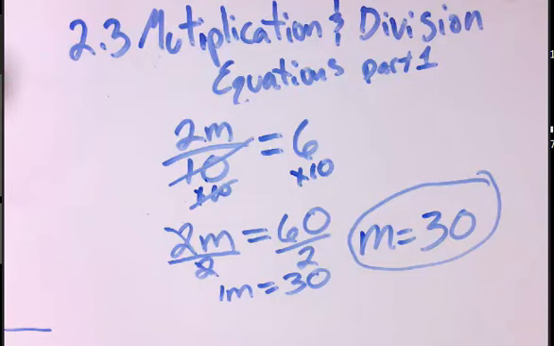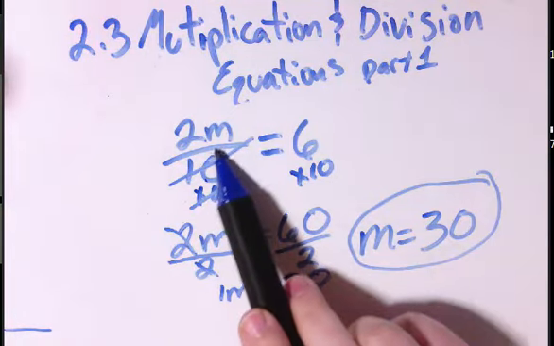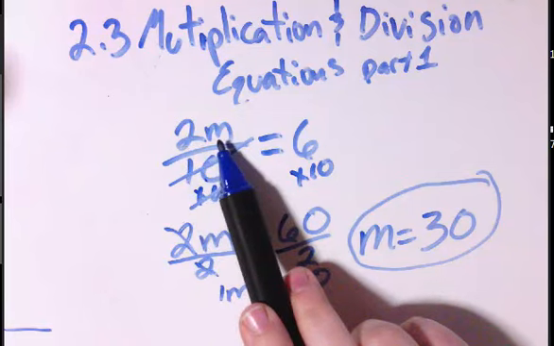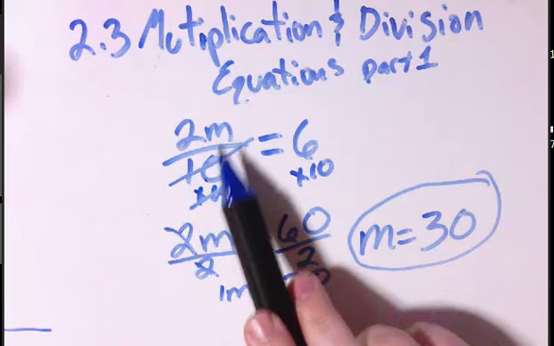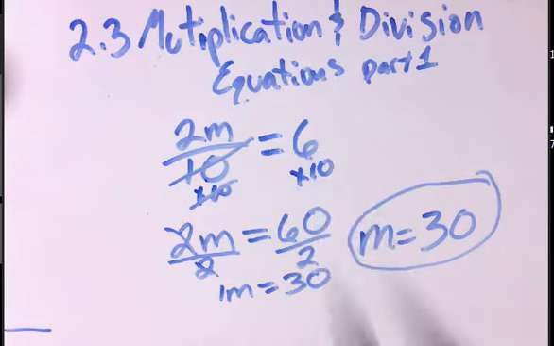So we can double check that by putting 30 back into our equation. So 2 times 30 gives us 60. Divide that by 10, and that gives us 6.